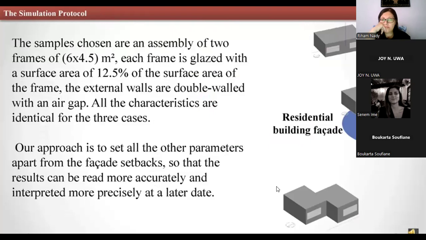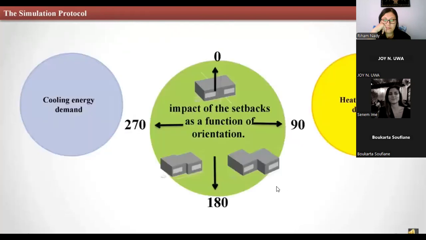So the residential building here is presented in these three cases. The first one without setback, the second one with a setback of 1 meter of depth, and the third one is the case with a setback of 3 meters of depth.